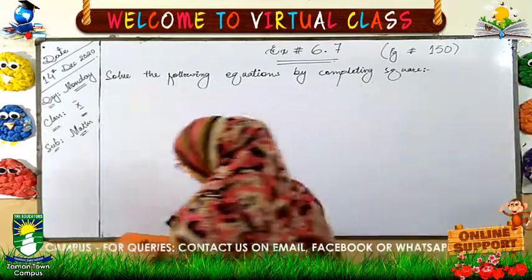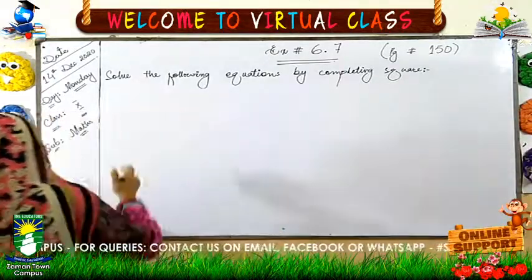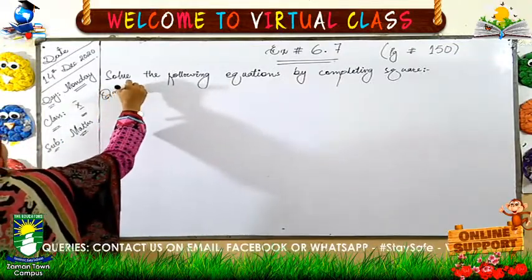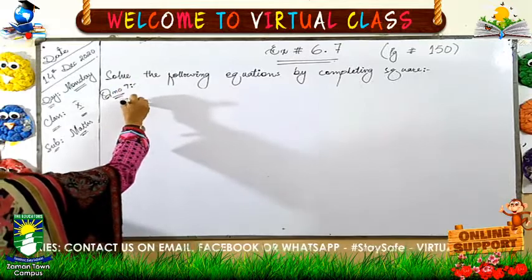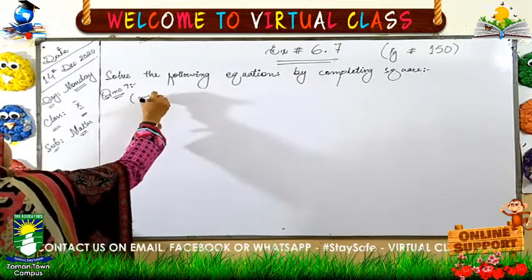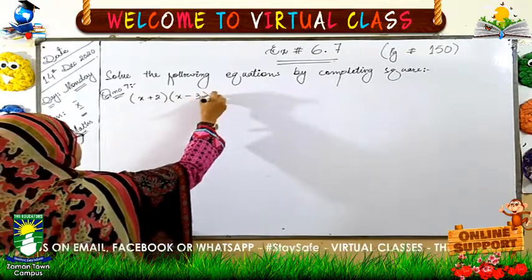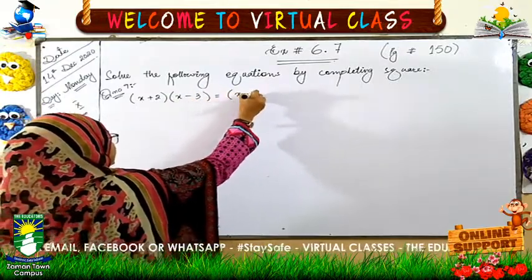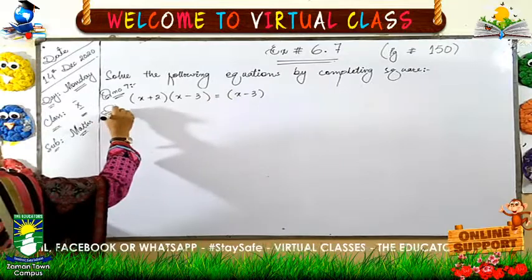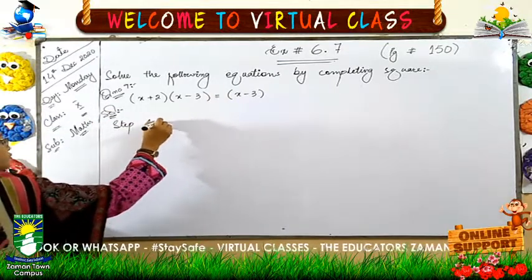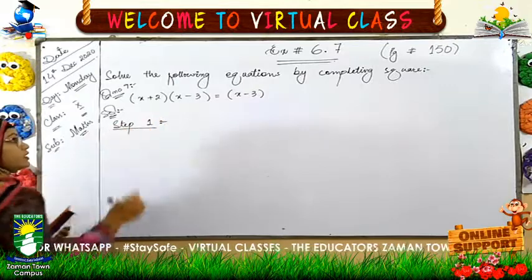Here we have the next question, question number 9, which is x plus 2 into x minus 3 is equal to x minus 3. Starting the solution from the first step. And what was the first step? Step 1 was to convert the equation into standard form.